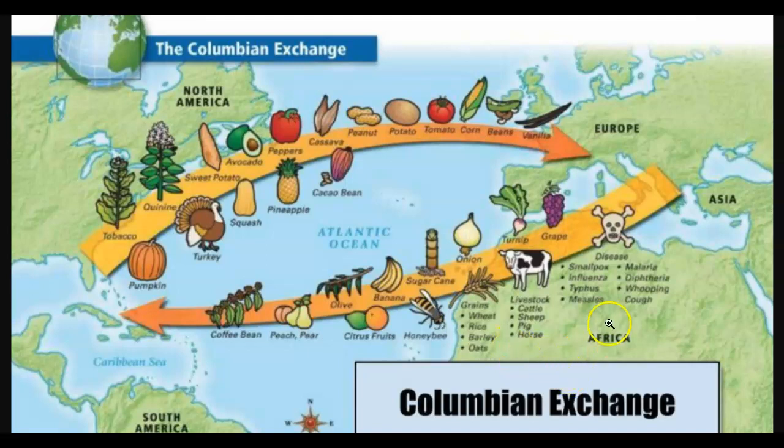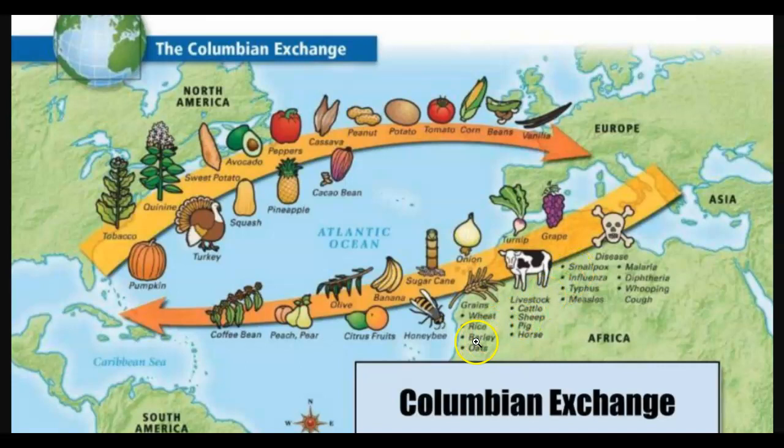Also, very important, Europeans brought a lot of diseases with them. Smallpox, influenza, typhus, measles, diphtheria, whooping cough. You guys may not have run into whooping cough. It's called pertussis, and we have a vaccine for it now. Malaria. Those are all brought from Europe to the Americas.